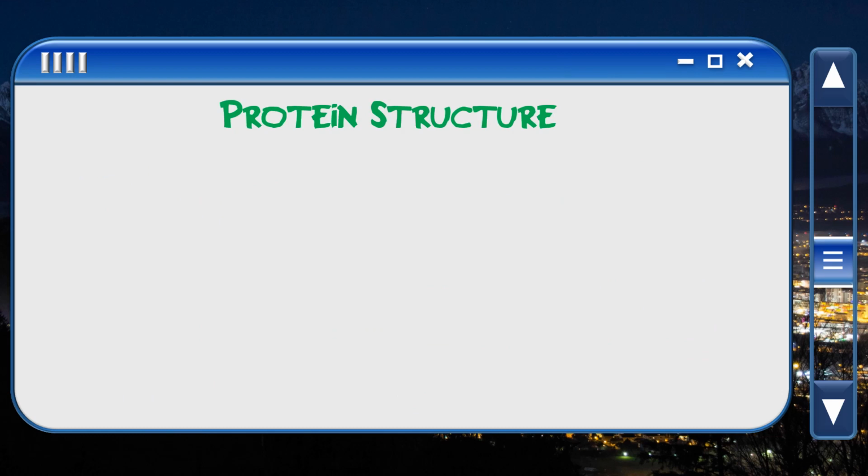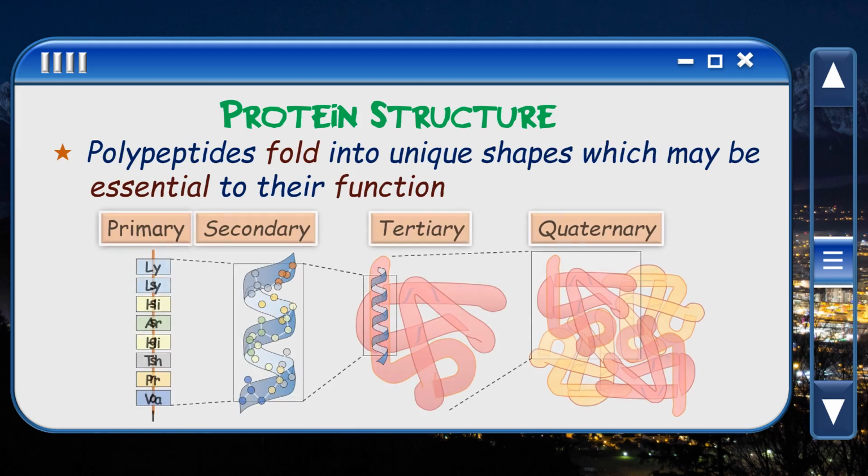Let's now look at the protein structure. Proteins or polypeptides fold into unique shapes, which may be essential to their functions. Polypeptides are made from amino acids, and they make different shapes according to their functions. When a polypeptide is made according to its function, that is how it is going to fold. We have different types of polypeptide, as we shall see.